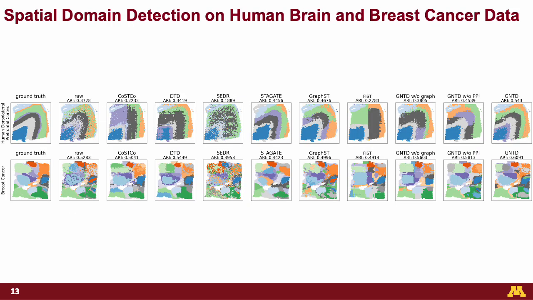To check the performance of GNTD in spatial domain detection on real spatial transcriptomics, we imputed both human brain and breast cancer data using both GNTD and the baseline methods, then applied clustering on both the raw and imputed spatial transcriptomic data. We observed that GNTD generally showed superior performance in spatial domain detection compared with other baseline methods on two annotated tissue regions.